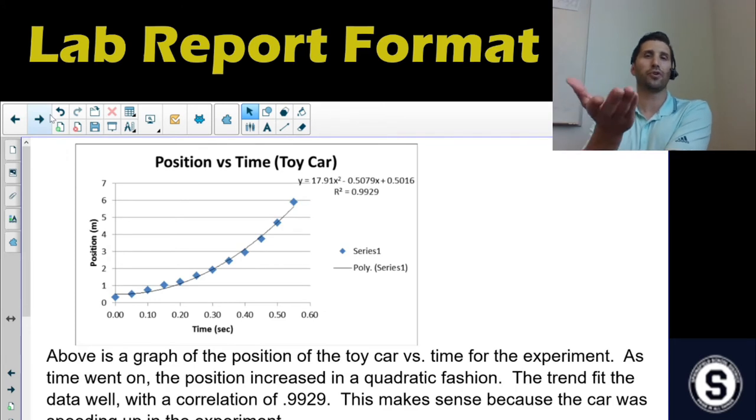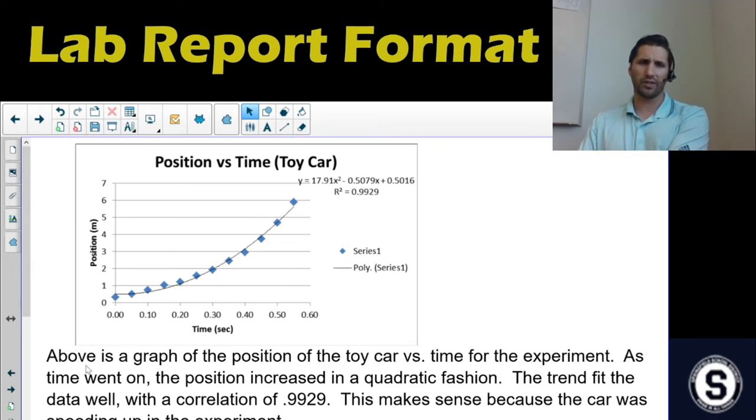So here's a good graph. Notice we have the title at the top. We have units on the side, so labeled, position with meters, time with seconds. Everything looks nice and neat. It's about a half a page in size. The trend line was added here. We can see that it's a curve actually. The equation is shown and the R squared value. So we want to make sure that all of that is included.